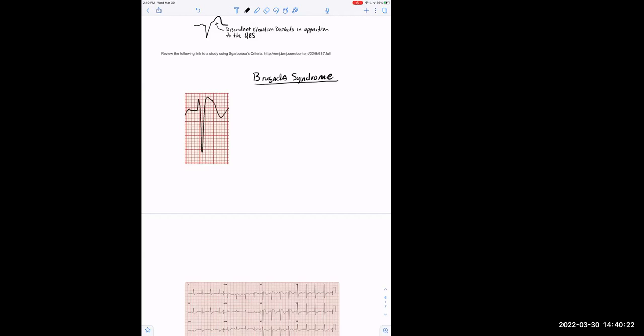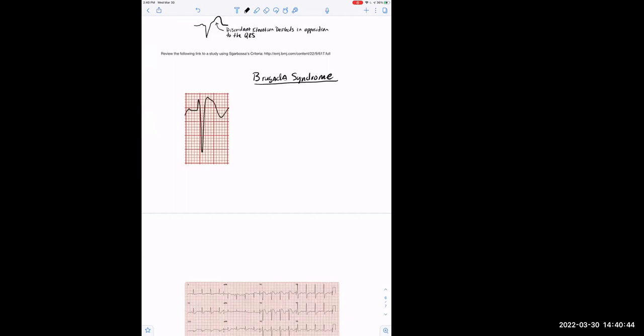One of the things about Brugada syndrome is that it tends to be more common in folks of Asian descent, and it is 8 to 10 times more common in men than in women. The reason we don't want to get too deep into it is that there are certain flavors, specifically two types of Brugada syndrome.